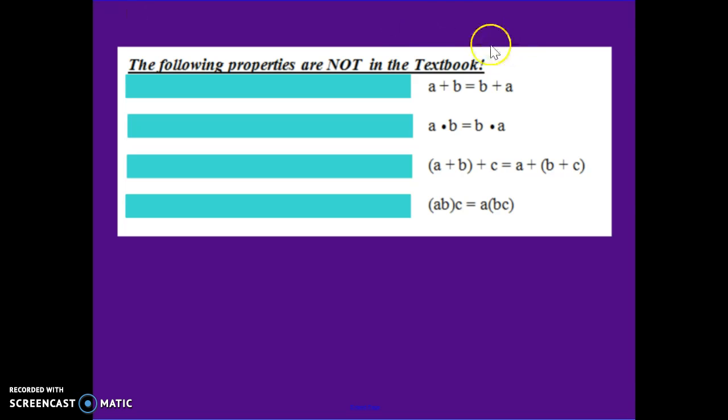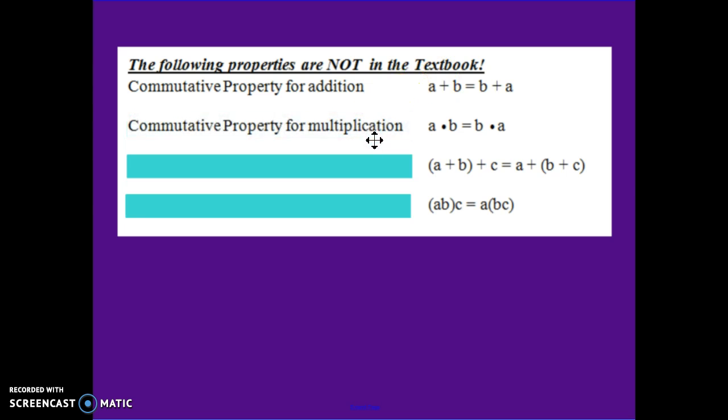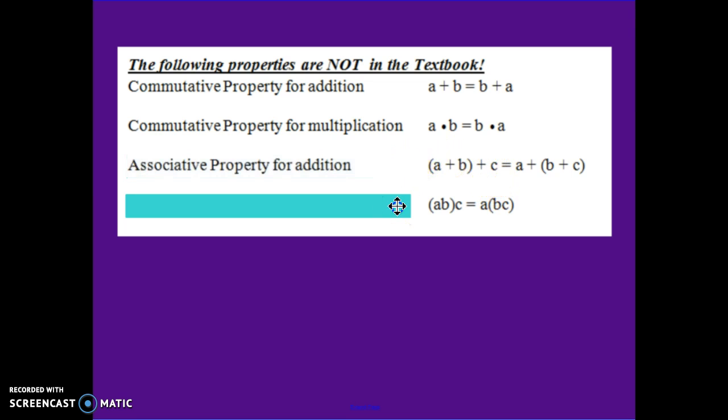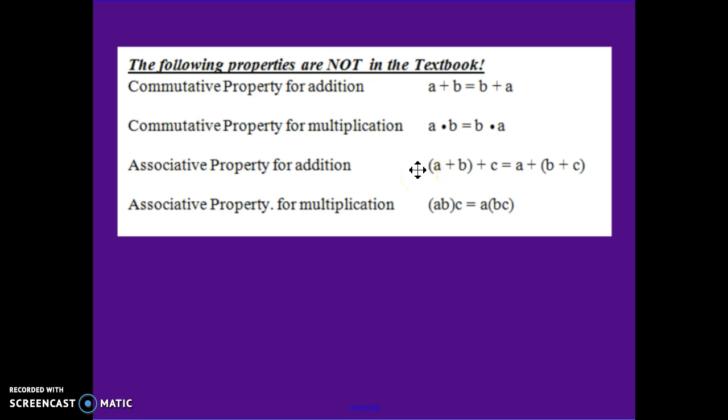And then a couple extra ones. A plus B equals B plus A. That's the commutative property for addition. You can add them in either order. You can also multiply in either order. That's the commutative property for multiplication. And then if you have three things you're adding or multiplying, you can do those in any order as well. And those are associative properties for addition and for multiplication.